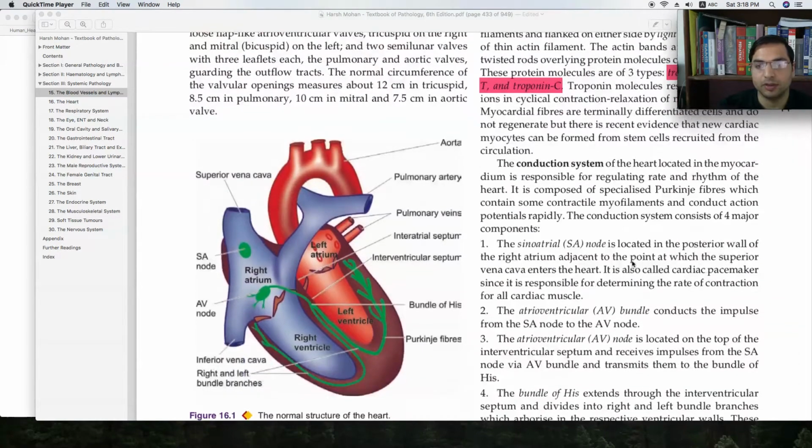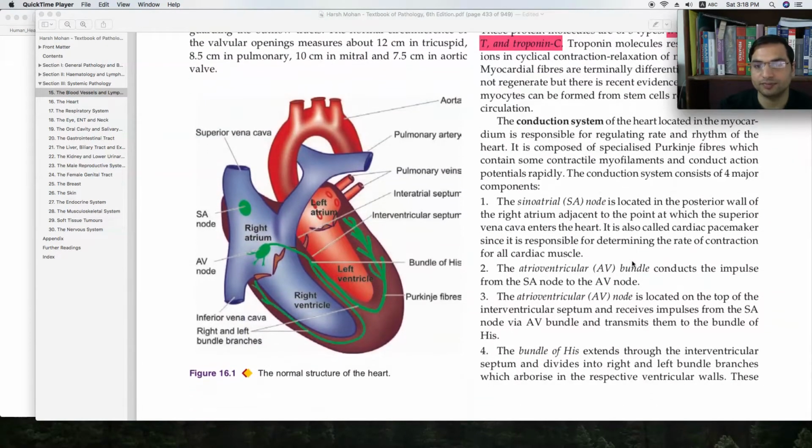So next is the conduction system. Now the heart has an independent electrical event, right, which is regulated by the nodes. The conduction system has two main nodes, the SA node and the AV node. The SA node is the primary node which generates the electrical signal, and that electrical signal is independent of the CNS, although it is supplied by the sympathetic and the parasympathetic supplies, right.